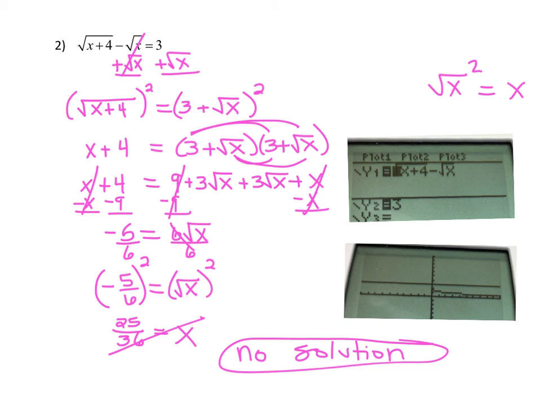And you could check the other examples that we did by going to y1 and y2 and graphing and seeing what the x values are at the points of intersection.